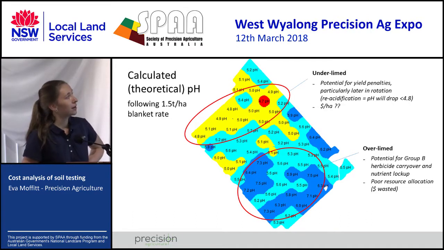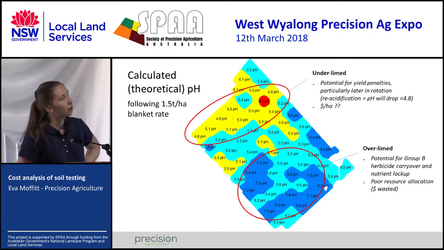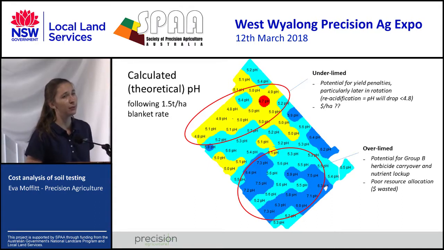And then our underlimed areas, so potential for yield penalties, particularly later in the rotation. So we've just limed that paddock and we think it's in pretty good condition, but actually we've got areas that have only just made it almost to 5 calcium chloride. So as we go through the rotation and it reacidifies, then that's when we might see some yield penalties in that area.